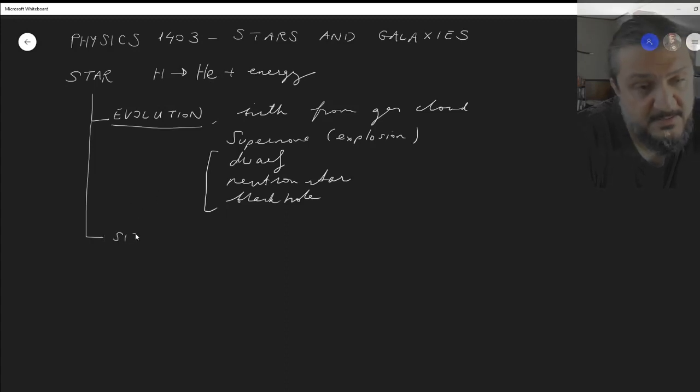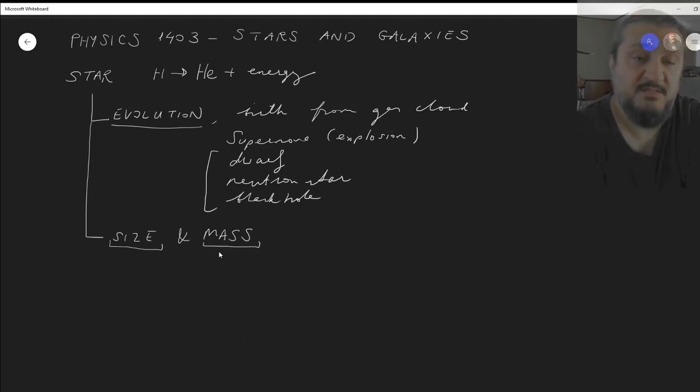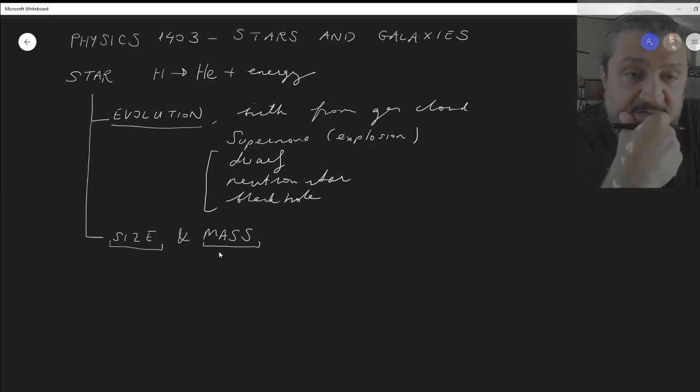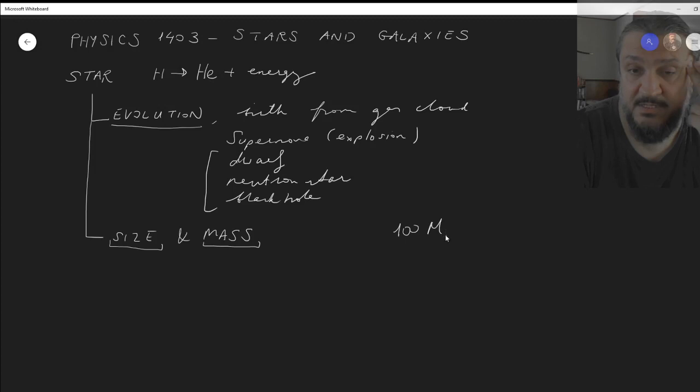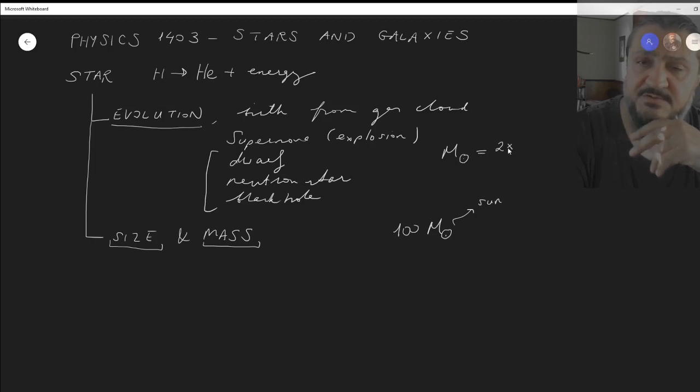The size of the stars. Now, the Sun is a medium-sized star. Remember size and mass, let's say. These two are important. And speaking of mass, the stars that actually go through a supernova explosion are the massive stars. And their lives are shorter than smaller stars. The greater the mass, the shorter the lifespan of the star. So we're talking about maybe 100 times a solar mass, M, remember the symbol? This means Sun. So that's the mass of the Sun. If you remember from the last lecture, the mass of the Sun is 2 times 10 to the power 30 kilograms.